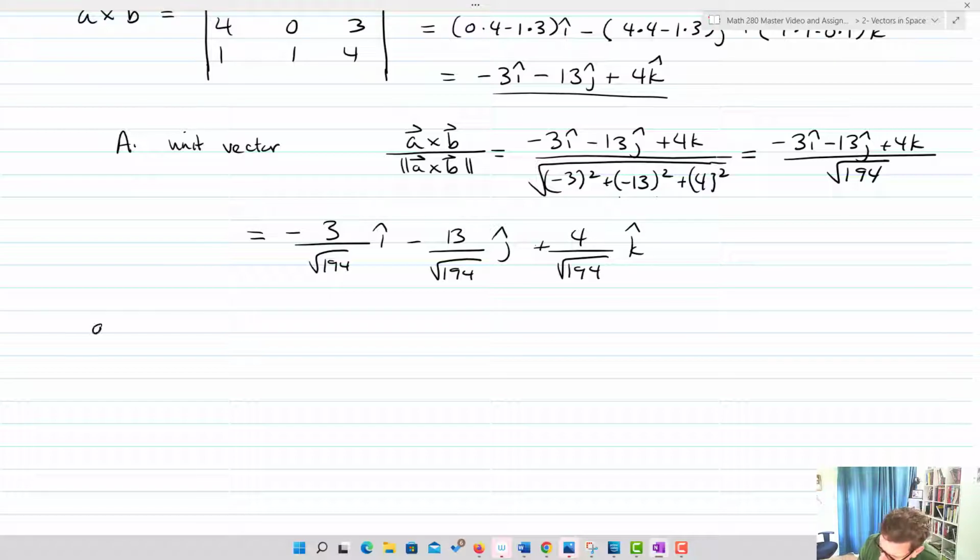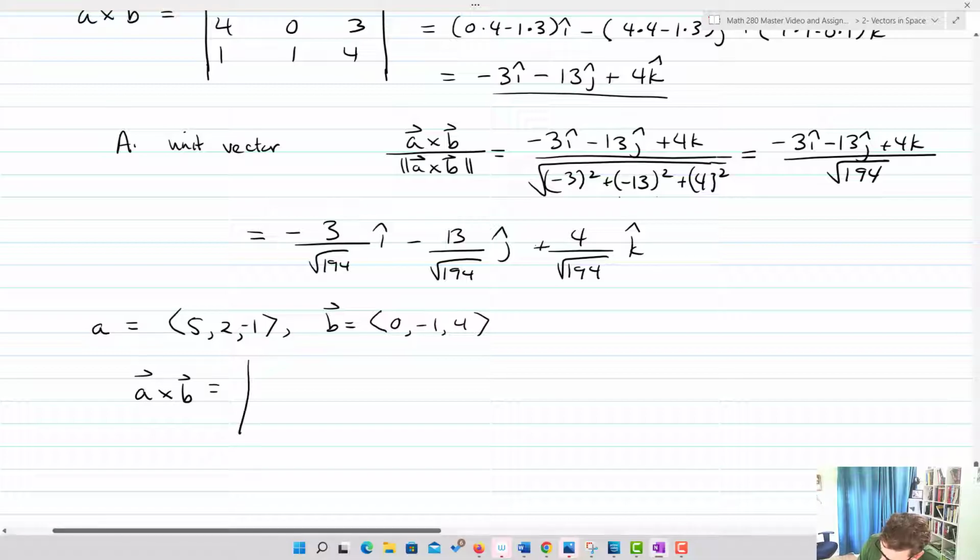Let's say we have A equals 5, 2, negative 1, and then we'll have B equal to 0, negative 1, 4. So what I'm going to do first is find A cross B. And I've got my i, my j, my k, and then 5, 2, negative 1, and 0, negative 1, 4.